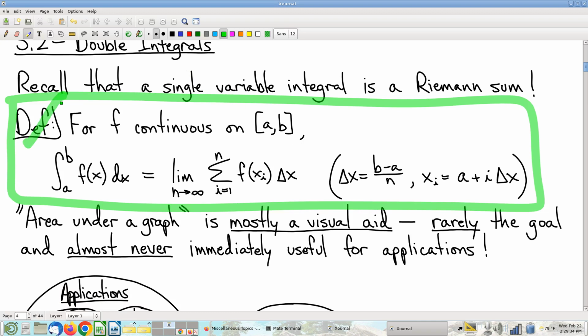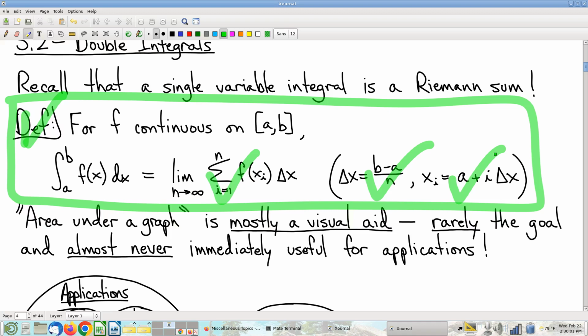This is the definition of a single variable integral. An integral is a Riemann sum. All right, so I hope y'all remember this formula. A bunch of related expanding follow-up formulas to make clear what those objects are in the initial formula. So this is the working definition for the purposes of this course of an integral.